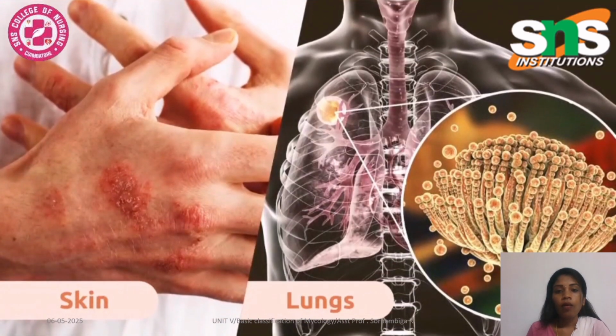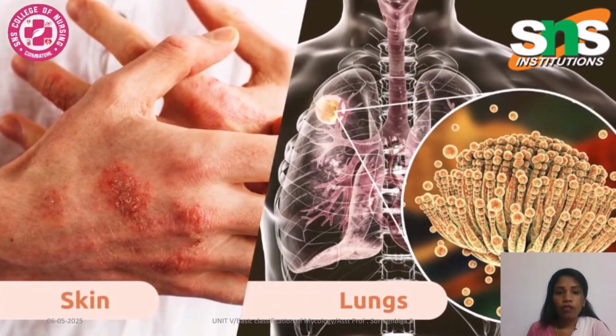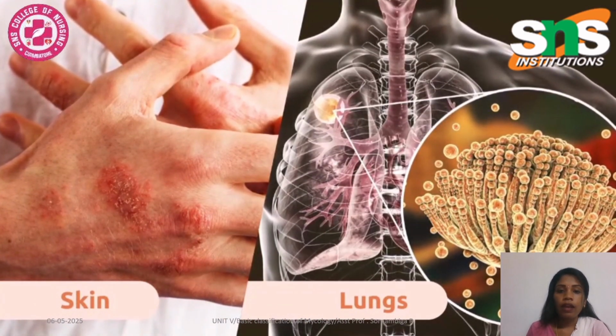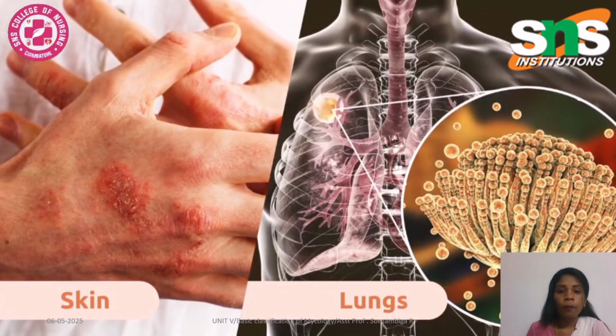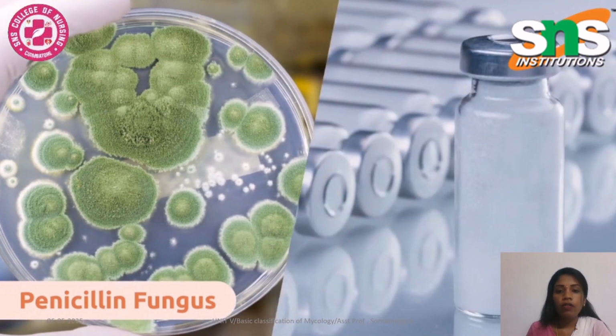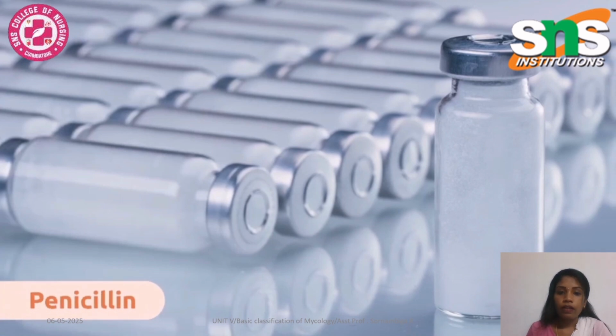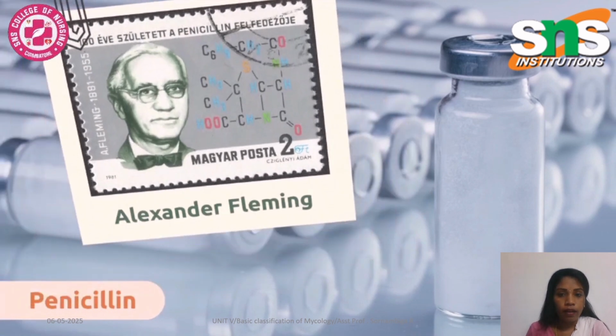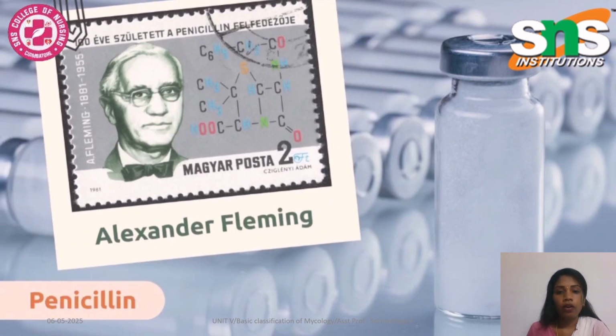Some fungi produce antibiotic substances, used as medicine to fight bacterial infections. One of the most well-known and widely used antibiotics is penicillin. Penicillin was discovered by the well-known scientist Alexander Fleming in the 20th century.